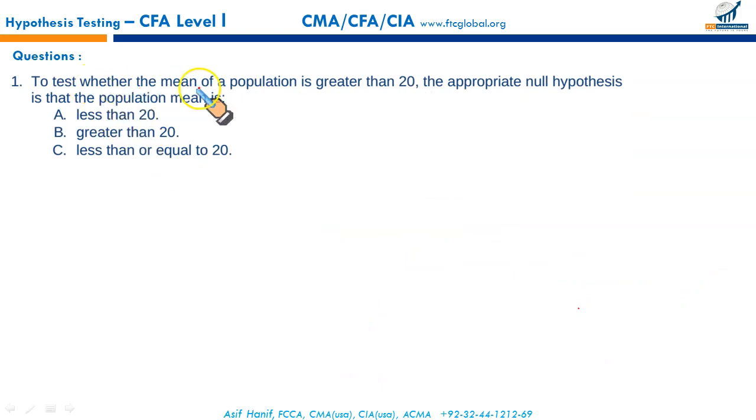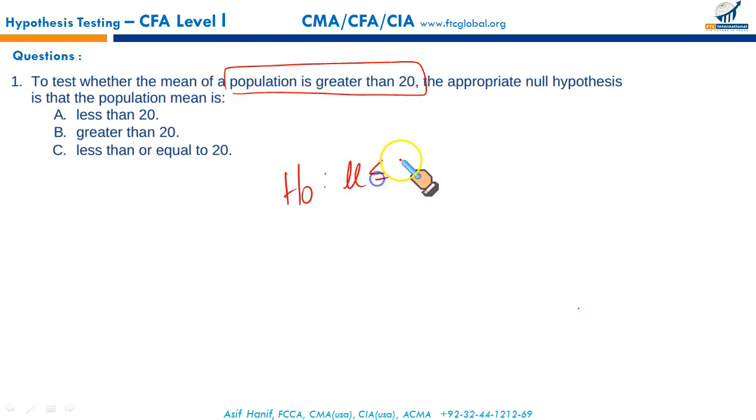To test whether the mean of a population is greater than 20, the appropriate null hypothesis is that the population mean is... if this is what we want to verify, then your null hypothesis has to oppose this. So it means your null hypothesis has to be mean is less than or equal to 20. And this is the alternative hypothesis, that the population mean is greater than 20. So that makes C the correct option.